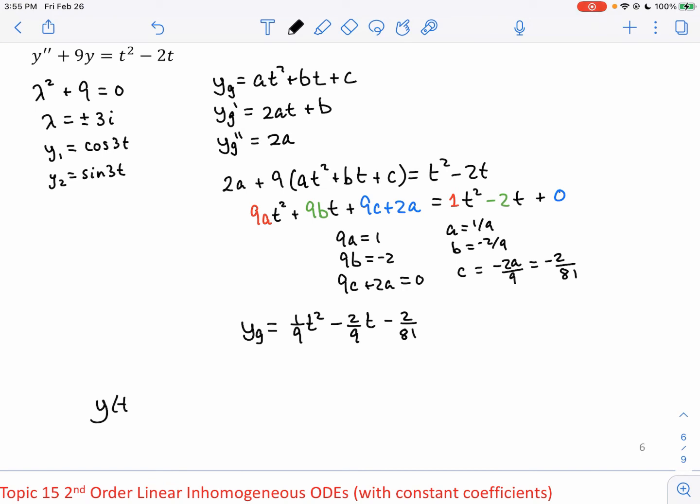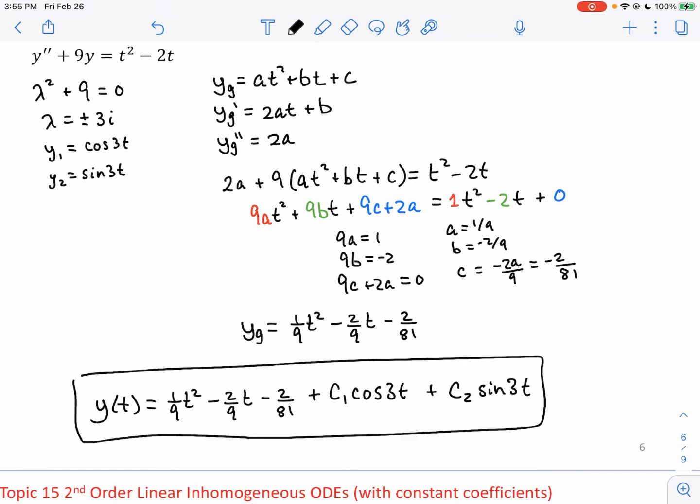The general solution will be the y sub p, so this part. Copy, paste. There's our particular solution to the inhomogeneous version of our differential equation, plus an arbitrary constant times our first linearly independent solution to the homogeneous version. So that's going to be c1 times cosine 3t, plus an arbitrary constant times the second solution to our homogeneous equation, c2 times sine 3t. And now we've constructed a general solution.